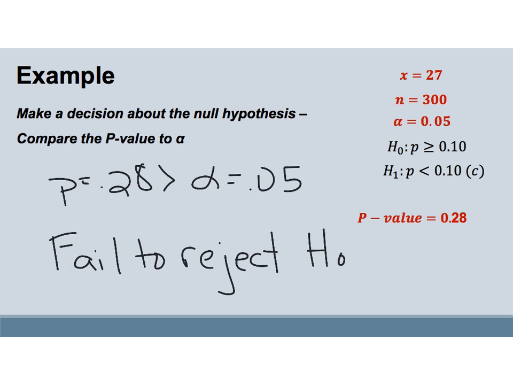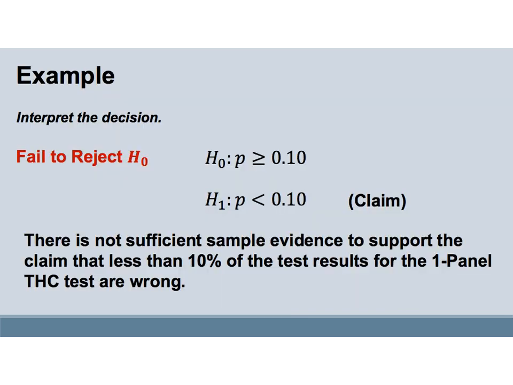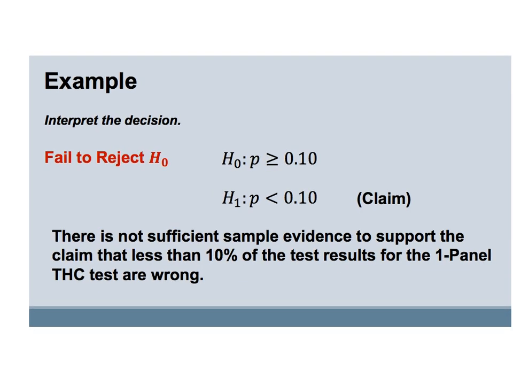So let's see, what does that mean? Our claim is the alternative, and we're failing to reject. So this time we're going to use this last one. There is not sufficient sample evidence to support the claim that less than 10% of the test results for the one-panel THC test are wrong. So we're not supporting their claim. We think it's incorrect.